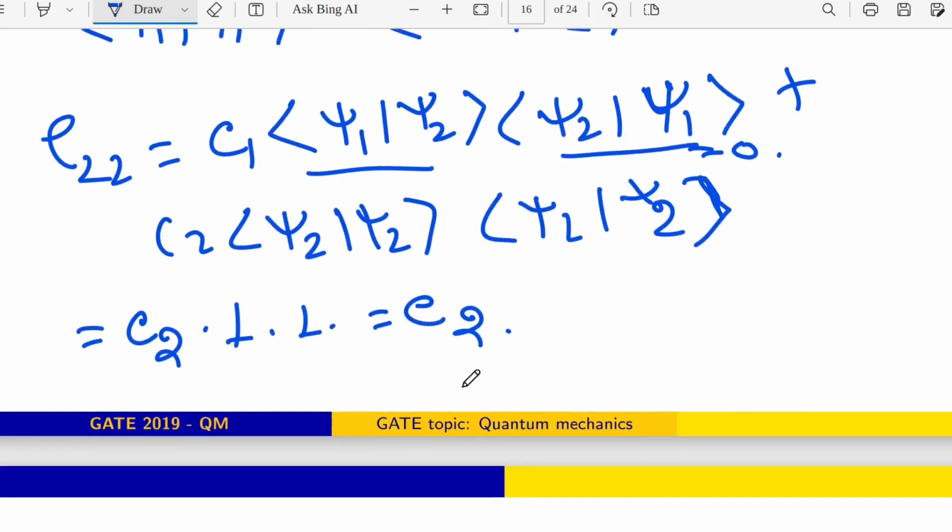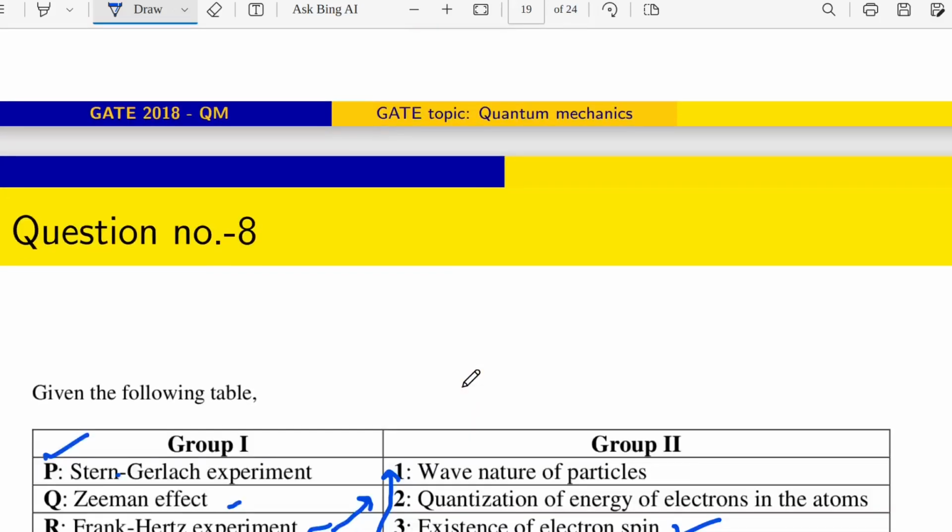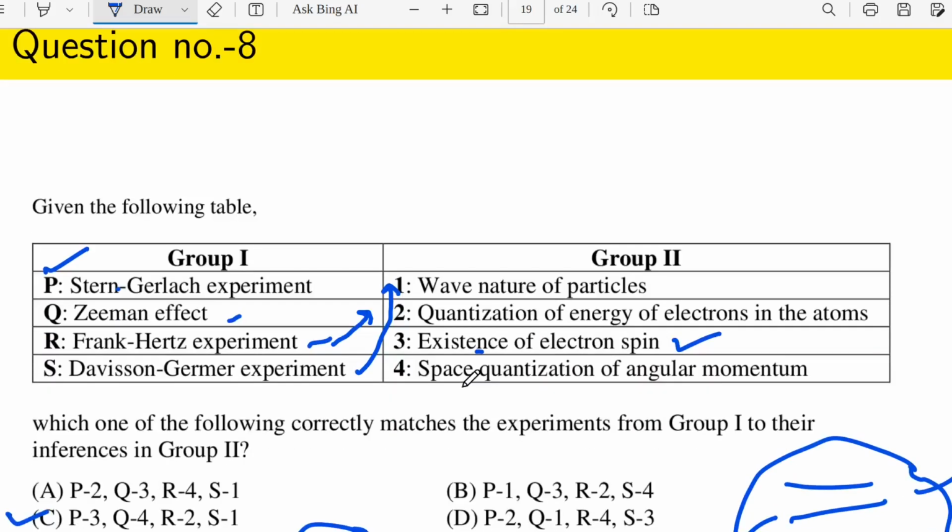Okay. Now coming to the third question here. The third question is from the GATE 2018 question paper, and the question number is 8. In the following table, group 1 has the Stern-Gerlach experiment, Zeeman effect, Frank-Hertz experiment, Davison-Germer experiment, and group 2 has wave nature of particles, quantization of energy of electrons in the atoms, existence of electron spin, space quantization of angular momentum. So we have to match group 1 with group 2.